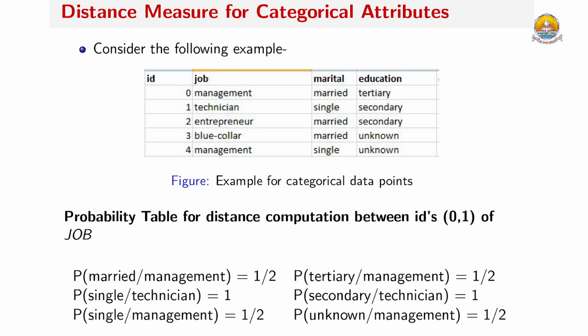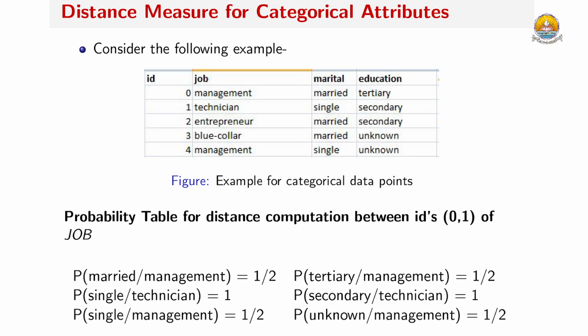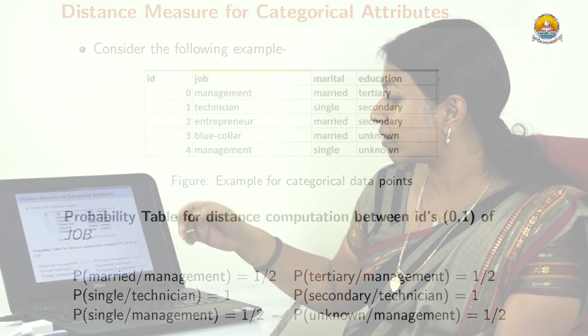Similarly, I can give you one more example: probability of secondary given technician. If I look into technician, there is only a single row which has the technician value. Within that technician value, there is only a single row for education, which is secondary. So it is 1 by 1, that is 1. That means within a given row having technician, the probability that the secondary value will occur for education is 1. Subsequently we can find all the other values. This is what we do for categorical attributes.